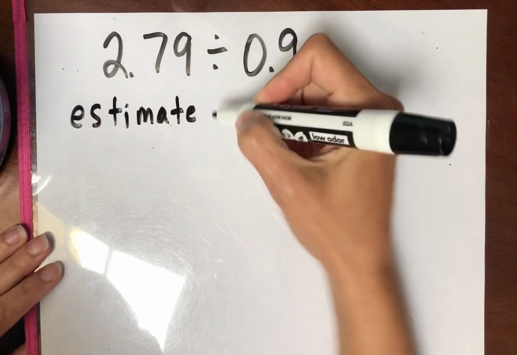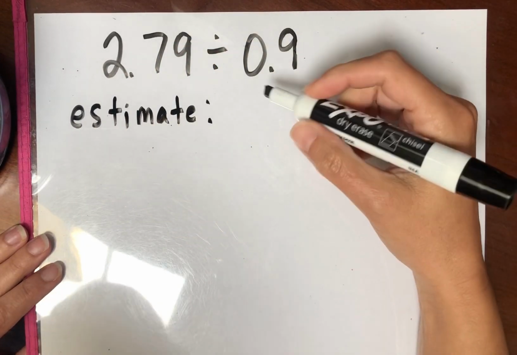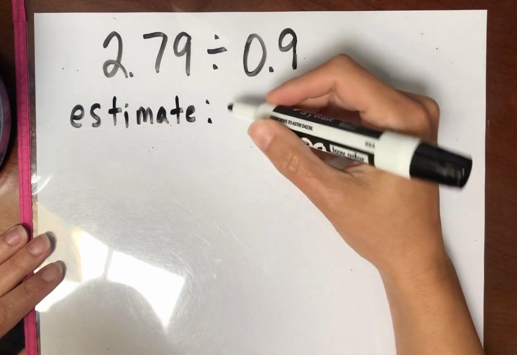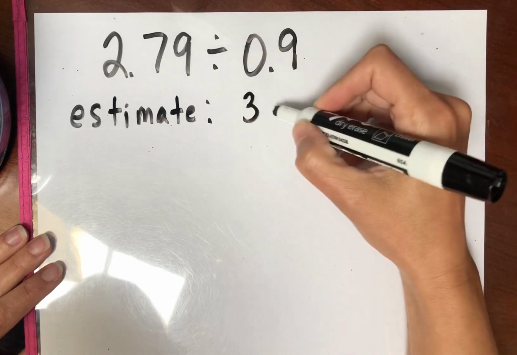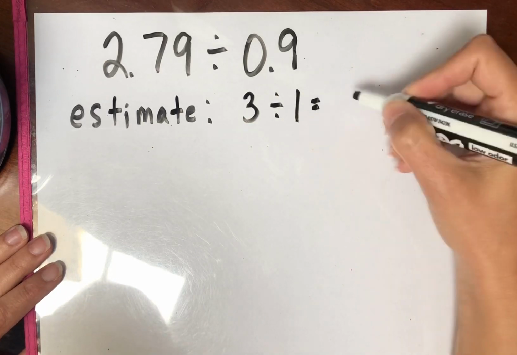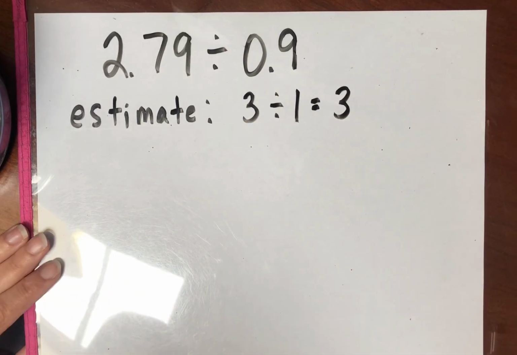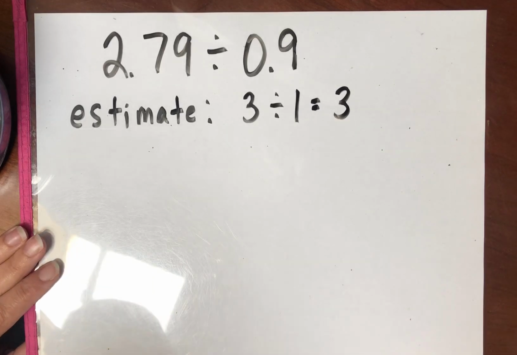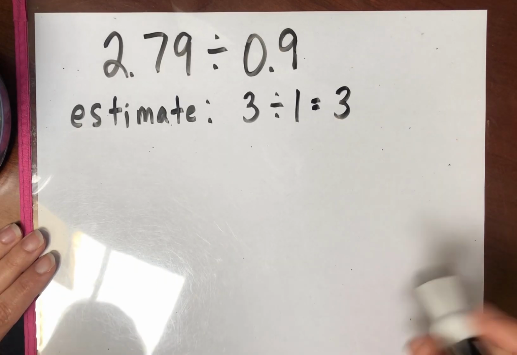So if I were to estimate this, I would probably round 2 79/100ths to the whole number 3, and I would divide 9/10ths to the whole number 1. And now I know that my answer should be close to 3. Then I'm going to carry out the division. So watch how this works.